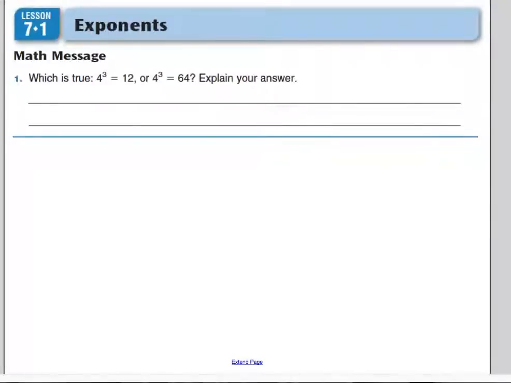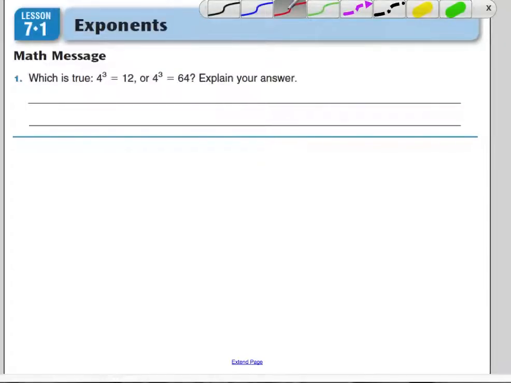In the math message, you were asked to complete the math message problem at the top of journal page 209. Open your journal to page 209 right now and take a look at what you wrote in answer to this question. The question is this: which is true? 4 to the third power equals 12, or 4 to the third power equals 64? And you were asked to explain your answer.